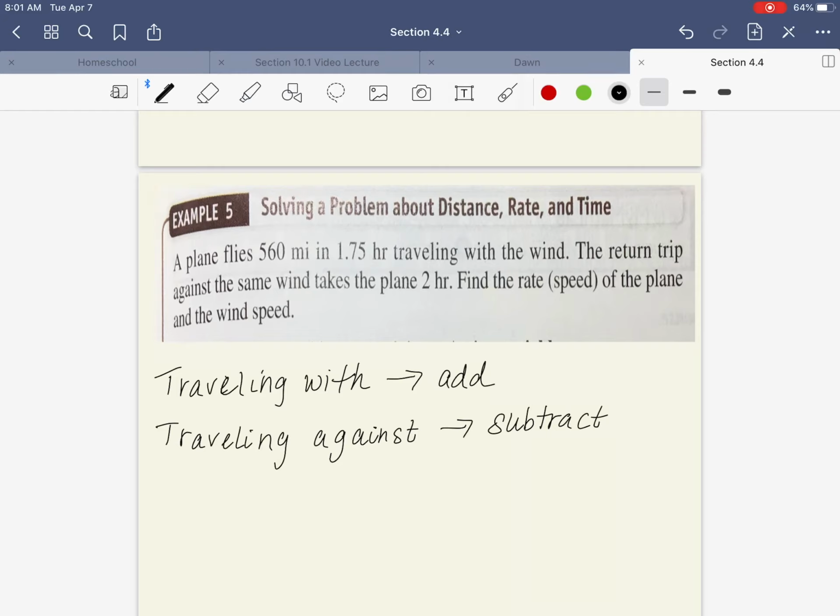All right, so we see that word speed, so we know we have to use the distance formula. So rate times time is equal to the distance. All right, so it says that the plane flies 560 miles in 1.75 hours traveling with the wind. So we're going to have two equations here. One where we're going with the wind and the other where we're going against the wind.